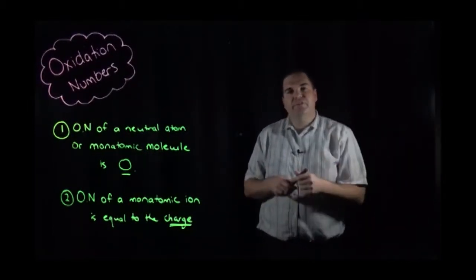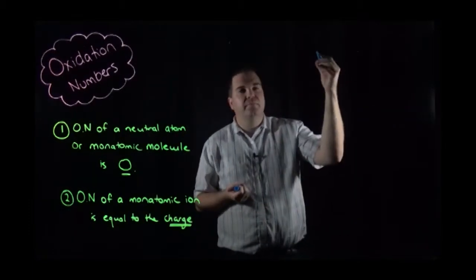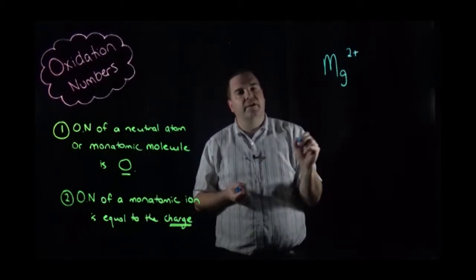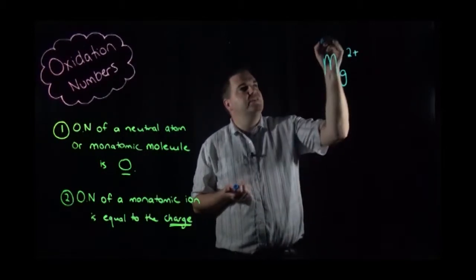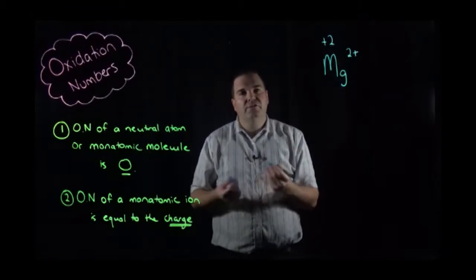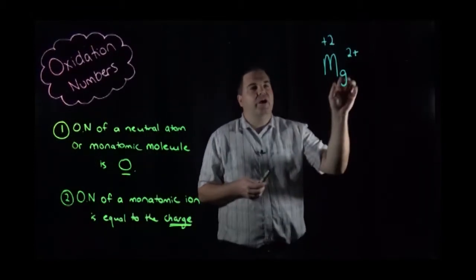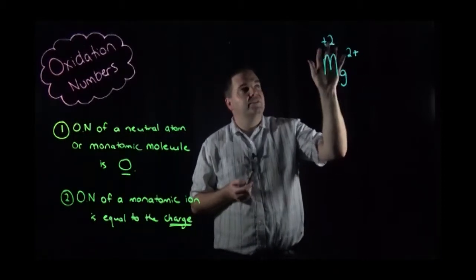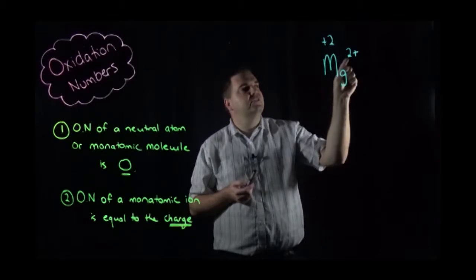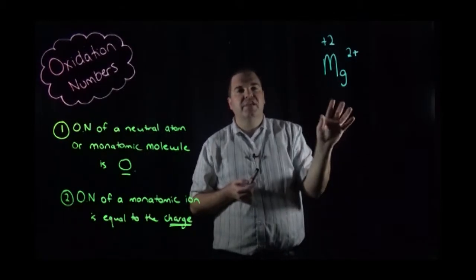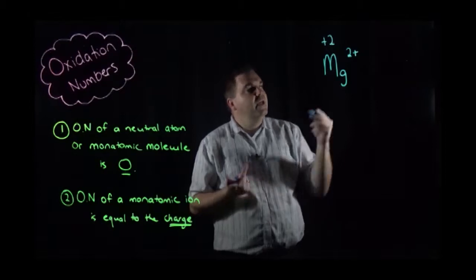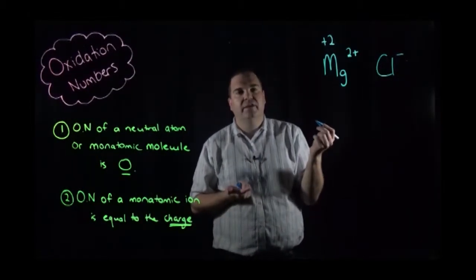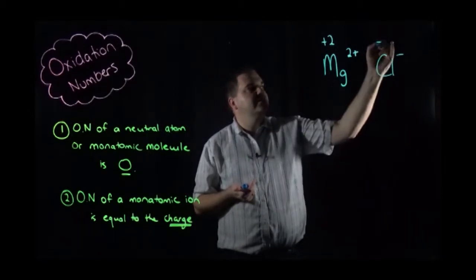But an example of this is if this time instead of magnesium metal, we had magnesium 2+, the oxidation number of the magnesium is +2. Notice the difference between them there. The charge we write as the magnitude and then the sign, whereas the oxidation number we write as the sign and then the magnitude. So the charge is 2+, the oxidation number is +2. If we had chlorine by itself, Cl-, the oxidation number for that is -1.